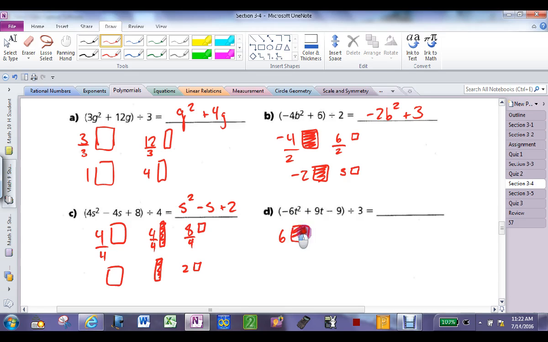6 big guys shaded divided by 3. What's that? 2 big guys shaded. 9 bars unshaded divided by 3. What's that? 3 bars. 9 little guys shaded divided by 3. 3 little guys. And what do I get? Negative 2t squared plus 3t minus 3. Is everybody good? Okay.